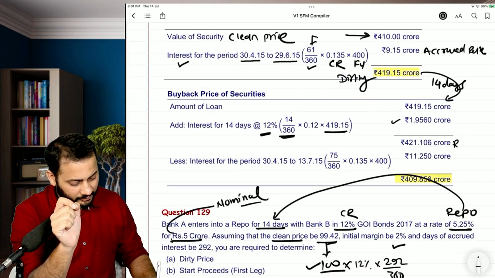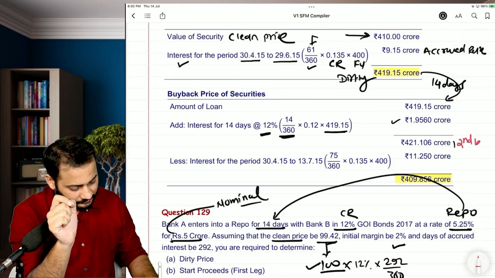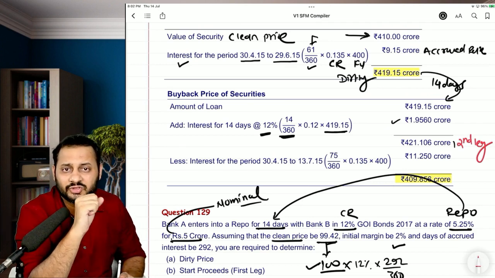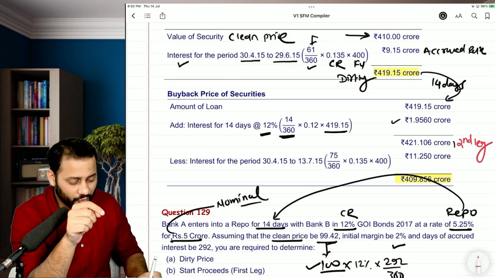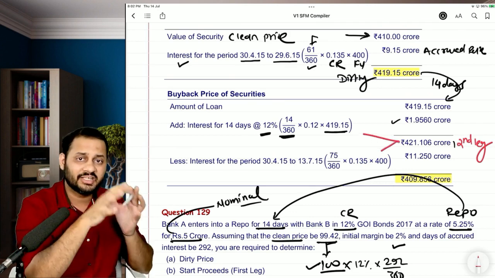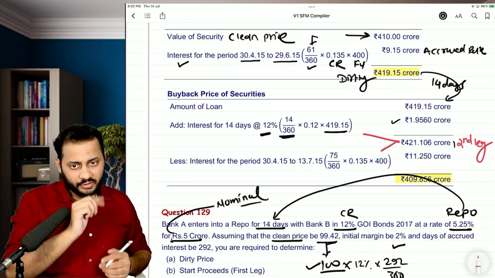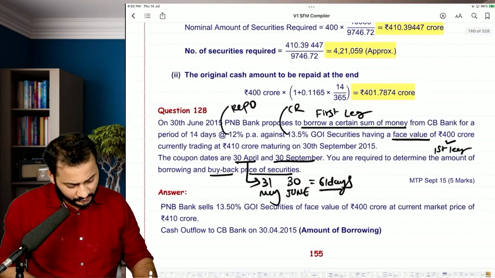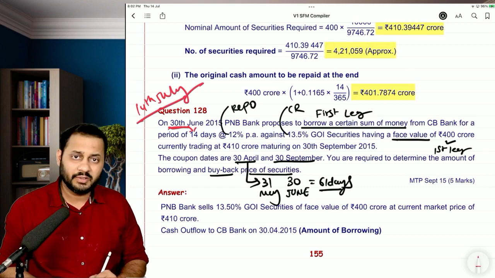So the total repayment, or you can say the second leg, will be this much. The second leg that you will be paying is 421.106 crore. But the question is not asking about the second leg. They are asking out of that second leg, how much is the securities value and how much is the interest accrued. Because understand one thing. If you are borrowing on 30th June, it means 14 days from there, 14th July is the repayment date.